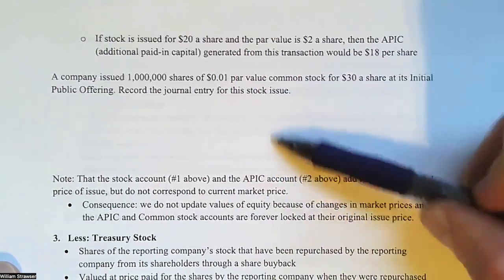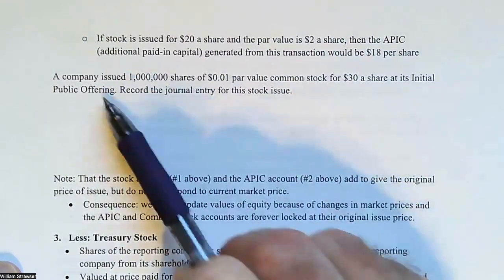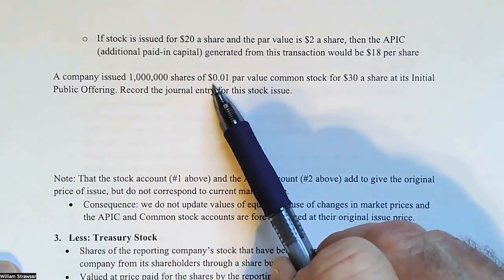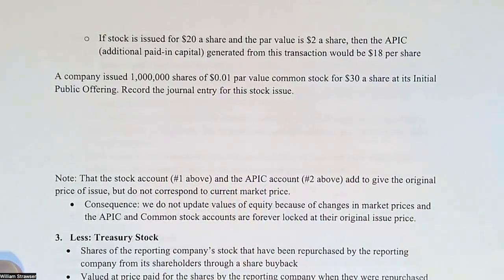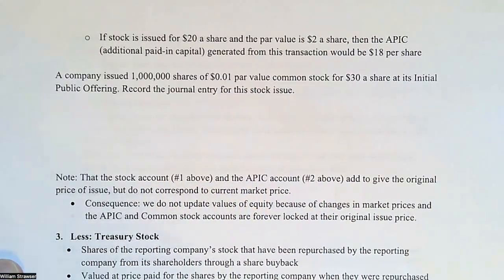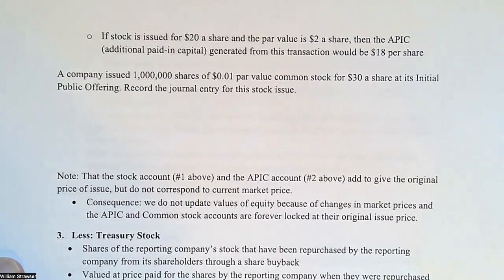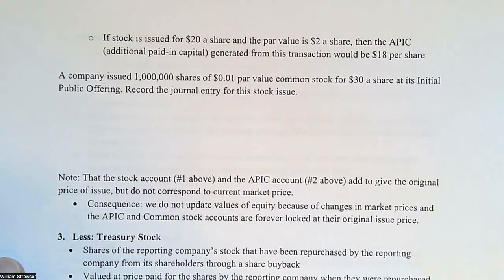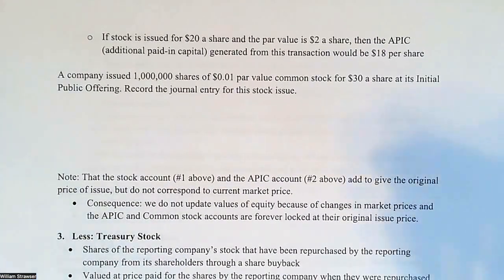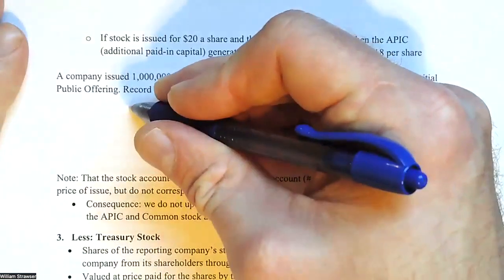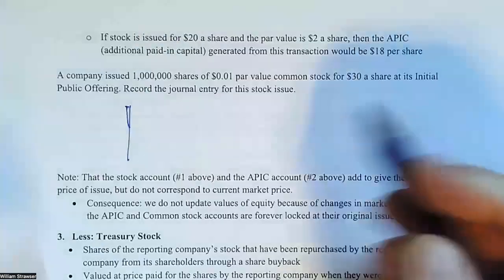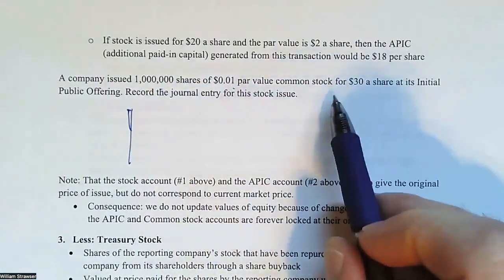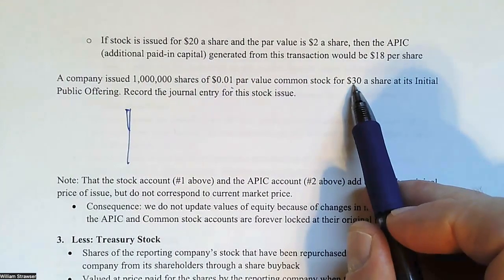And so I'm going to do a little journal entry real quick here. A company issued 1 million shares of 1 cent par value common stock, and 1 cent is a little high, actually. A lot of companies go lower than a cent when they set their par values. If we look at that, then we're thinking about the journal entry here. They issued $1 million of that 1 cent par value for $30 per share.